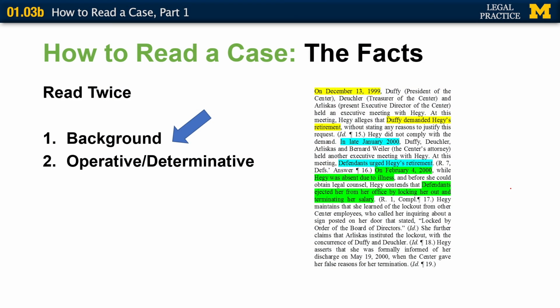Okay, as you start to read the facts of the case, I really think you should read them twice, and that's what I do. The first time I read the facts of the case, I'm just trying to figure out what happened. And I think of those as kind of the background, essential facts. What's going on in this case? And I've highlighted some of the facts of this case that tell the story. Because after all, these decisions really are stories. They're stories about what happened between 2 people or 2 entities.